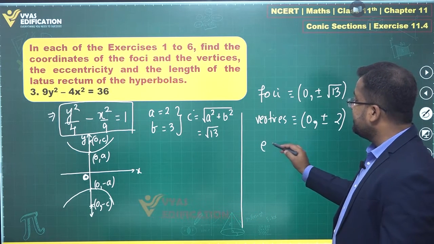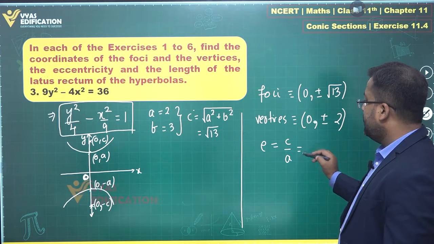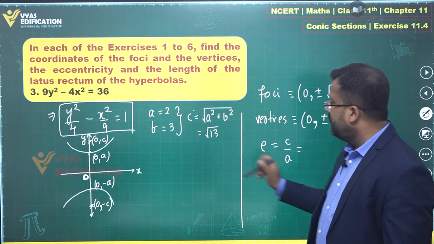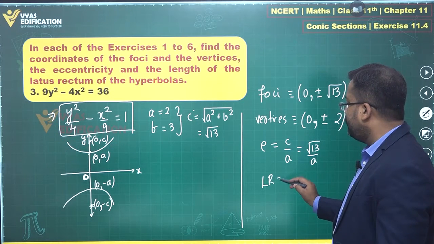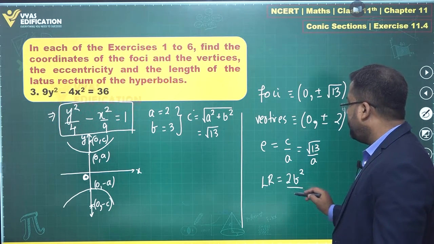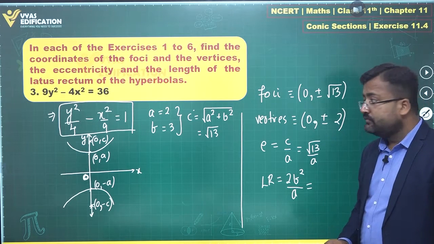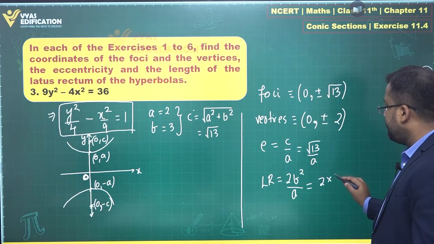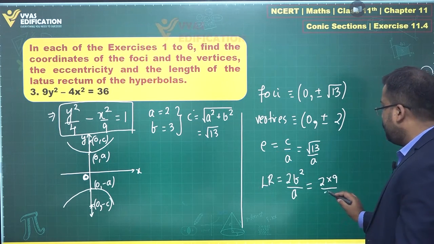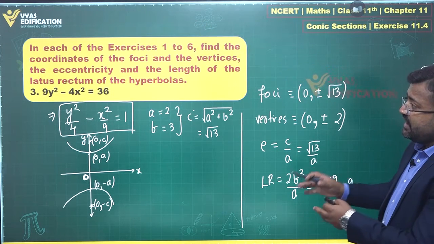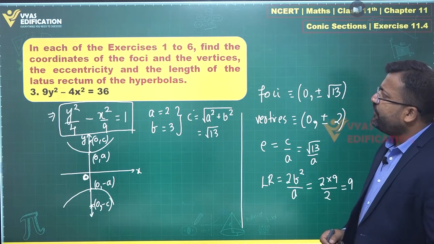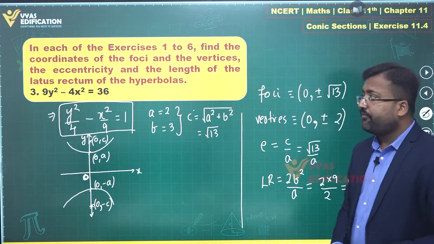What about eccentricity? Eccentricity is c upon a. So that will be equal to root 13 upon 2. And latus rectum is 2b square upon a, which is equal to 2 times b square, which is 9, upon a, which is 2, and this gives me the value 9. This is the latus rectum for this hyperbola. Those are the few things that we wanted to find in this particular question.